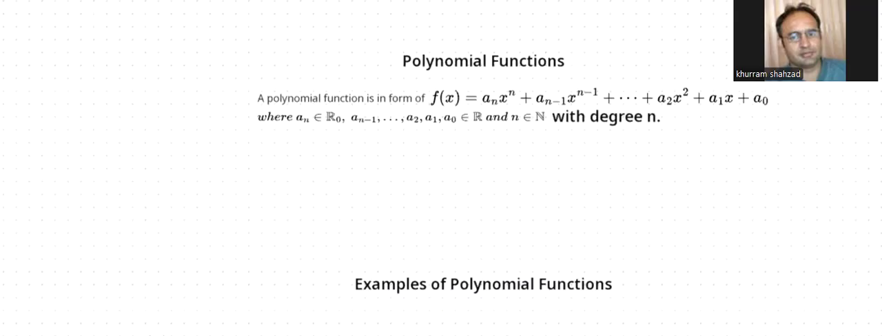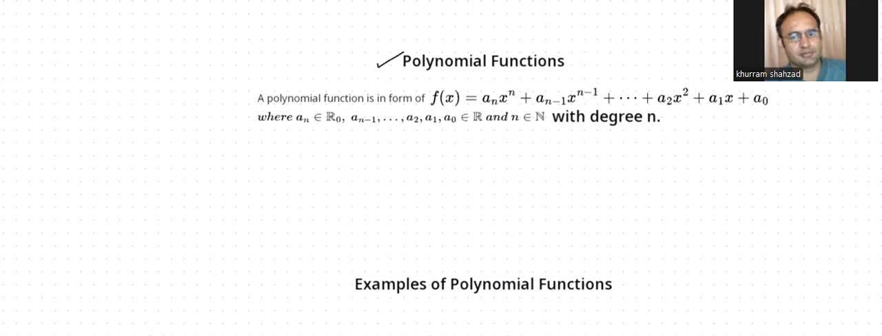Hi, now I'm going to start chapter 2 for analysis 1. First topic is the polynomial function. So let me start with the formal definition of the polynomial function.